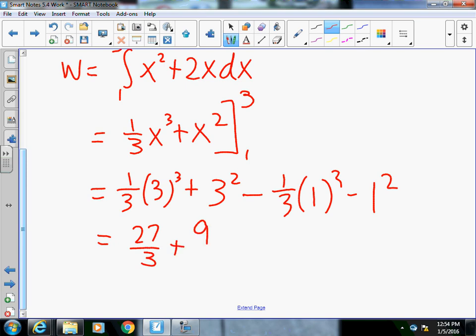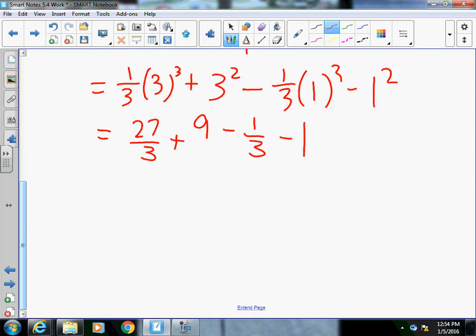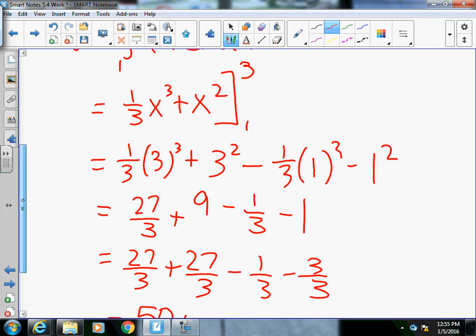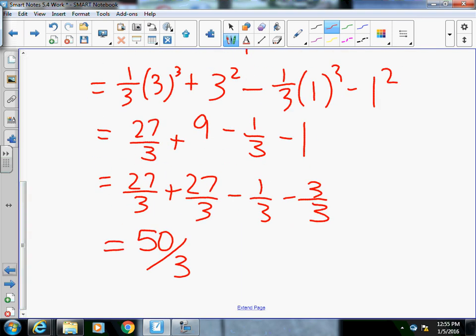27/3 plus 9 minus 1/3 minus 1. And we end up with, you need to see this, I'll show you: 27 thirds plus 27 thirds minus 1/3 minus 3/3. 54 thirds minus 4 thirds will give us 50 thirds. And if you notice, we were measuring in pounds and feet, so work is measured in foot-pounds.